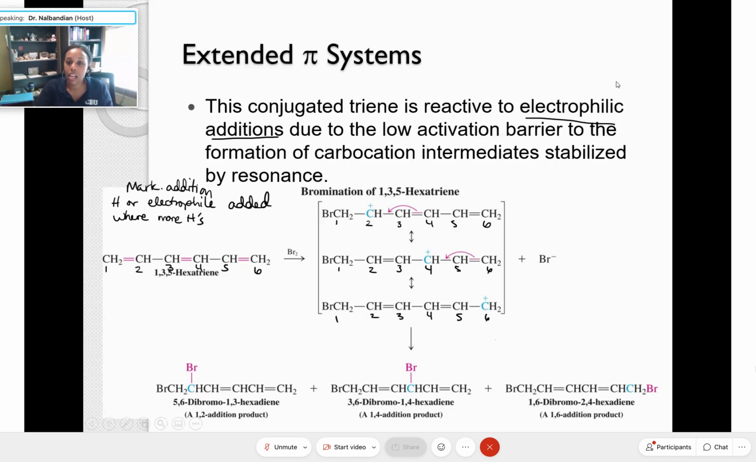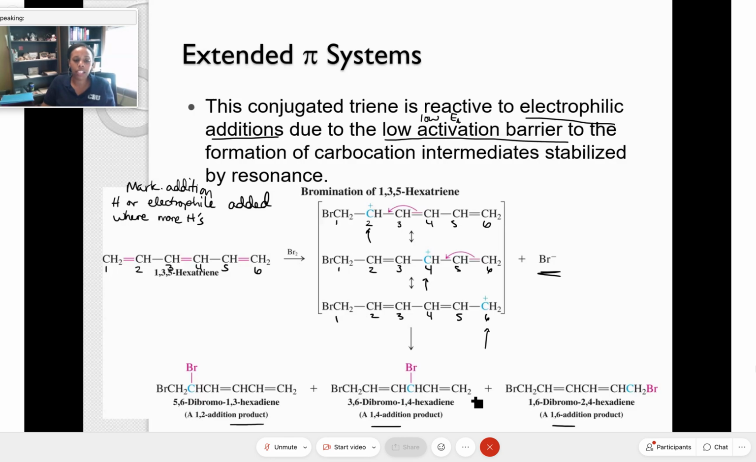Stabilized by resonance. So we have this reaction that we can do. We can easily do this first step. Low activation barrier. What does that mean? Low activation energy. So we can easily form this carbocation intermediate. They're all stabilized by resonance. So we get these 3 products: the 1,2 product, the 1,4, and the 1,6, because we know we have bromide hanging around. They can attack any of those carbocations. So we can attack carbon 2, carbon 4, or carbon 6. So we get these 3 products formed here.